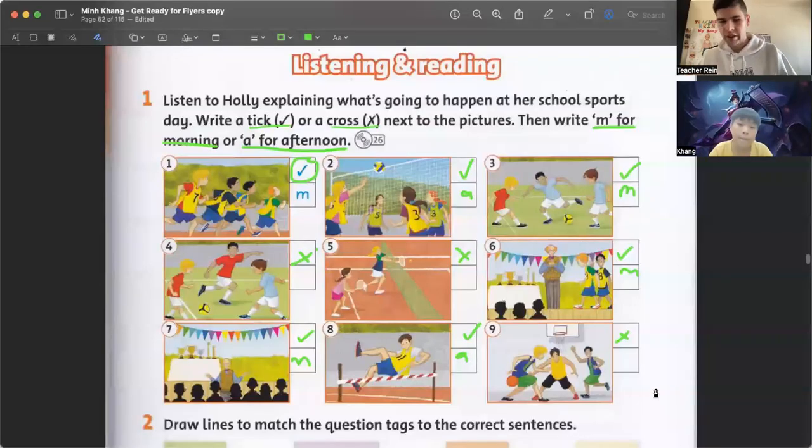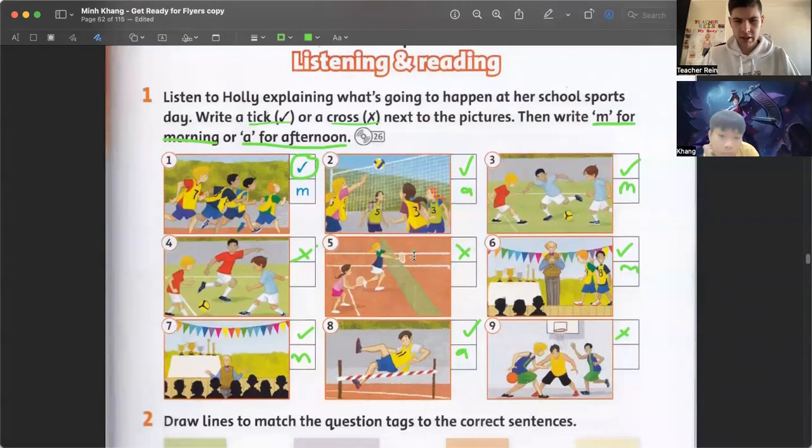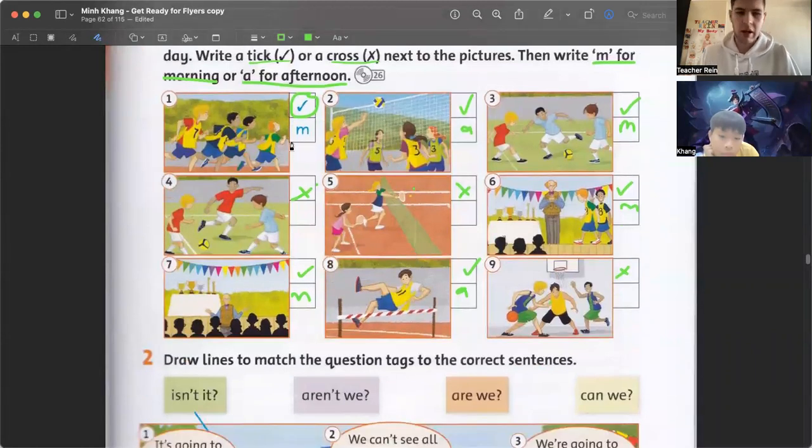Let's see what you have done. We need to correct the pictures. Let's see. The first one, that was the example. Number 2, you said will happen, and that will be in the afternoon, which is correct. Number 3, Holly and her friend are going to play. No, it's not them, but the other team that's going to play football together. And that was number 3 in the morning as well.